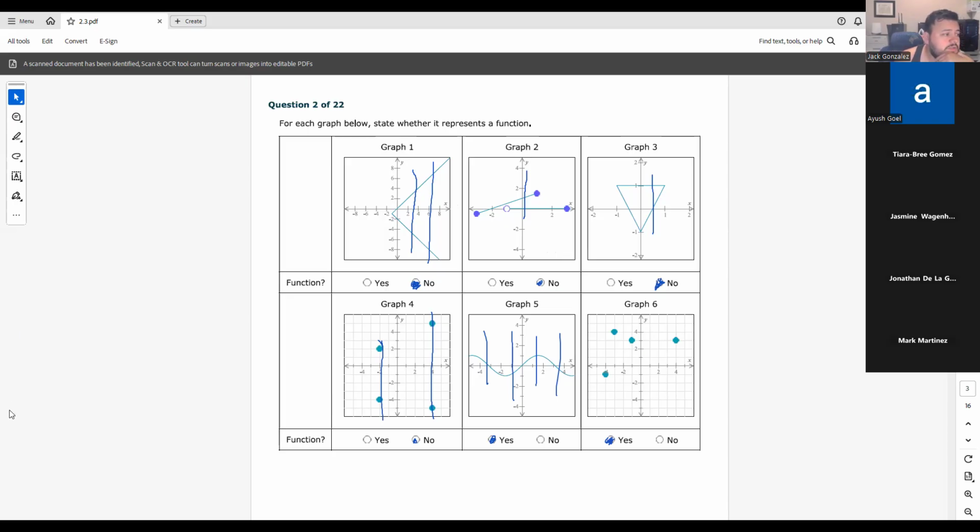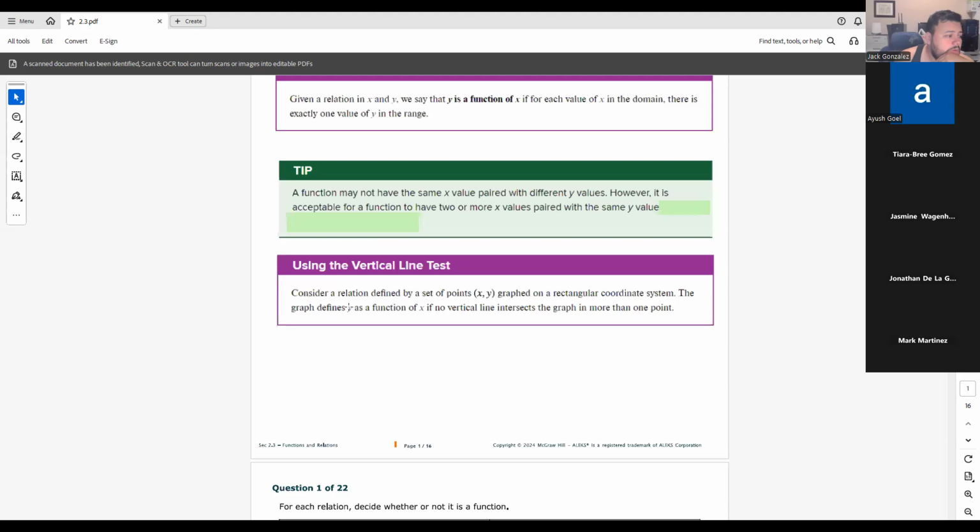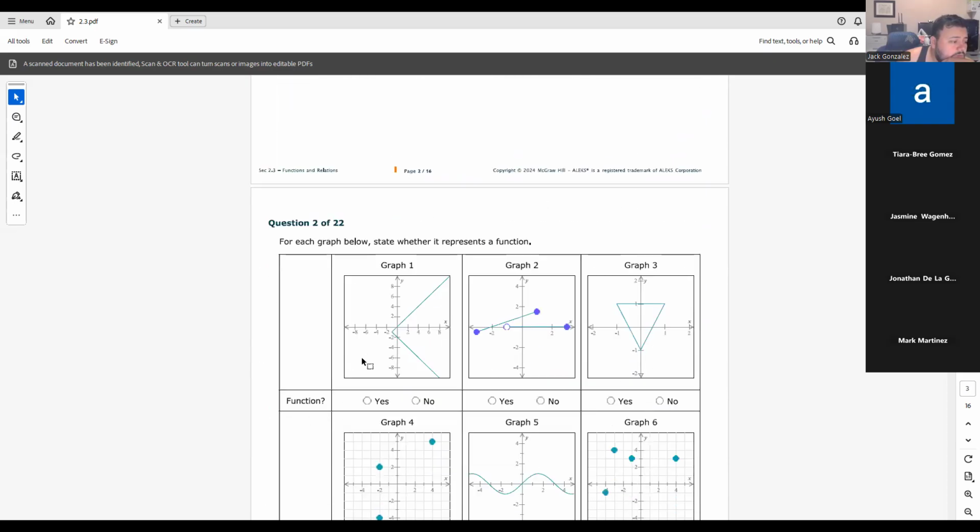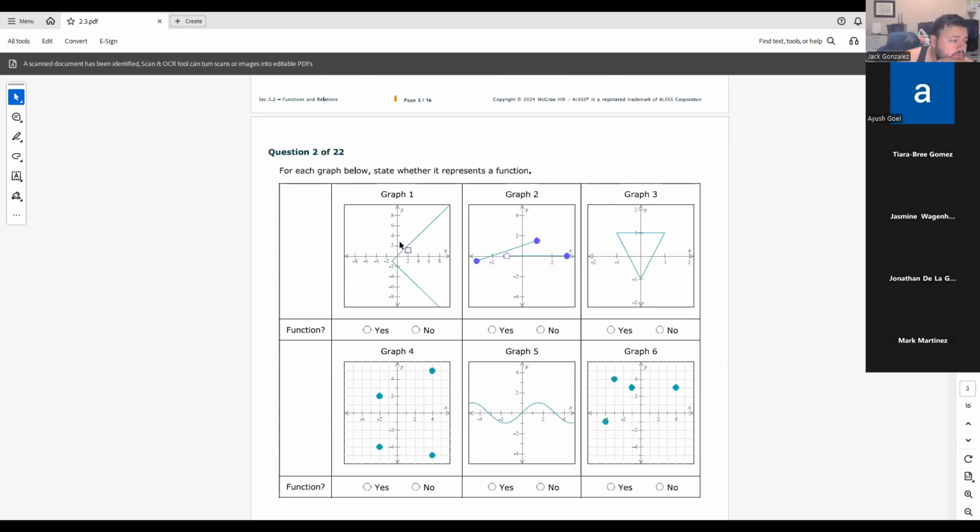So that's what the vertical line test is saying right here. Consider a relation defined by a set of points. The graph defines y as a function of x if no vertical line intersects the graph in more than 1 point. So if you have the graph, just look at it, draw a vertical line anywhere you want. If you hit two spots, you can rule that out as a function. It'd be a relation, but not a function.